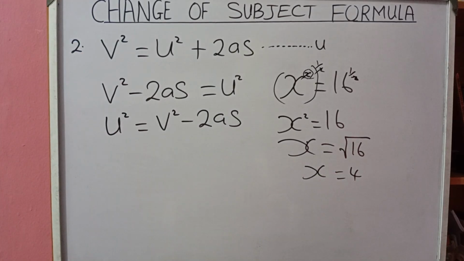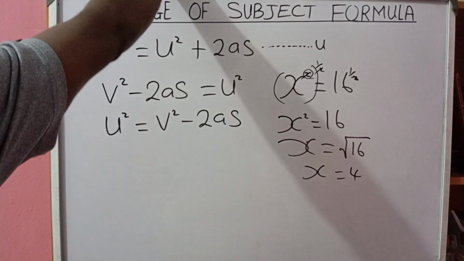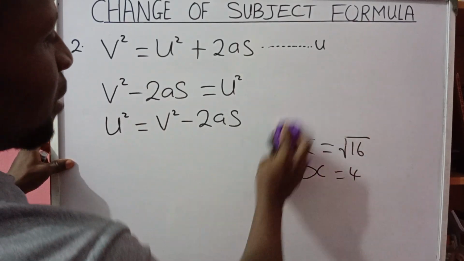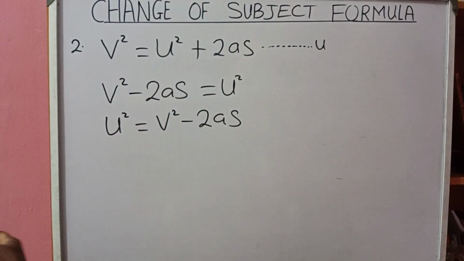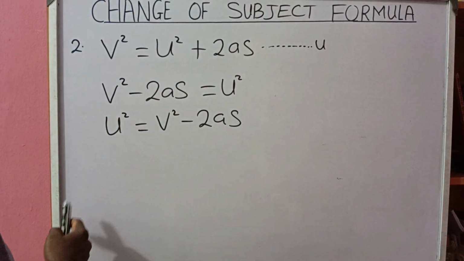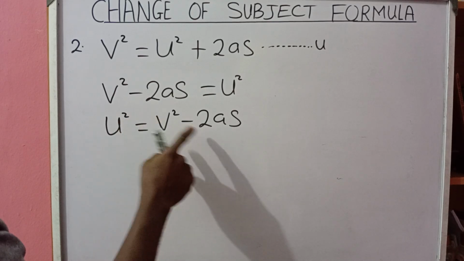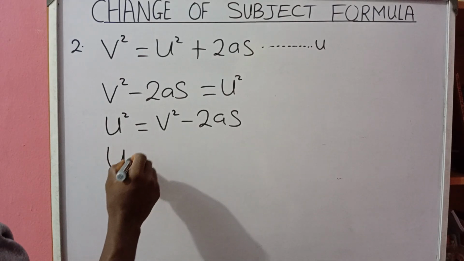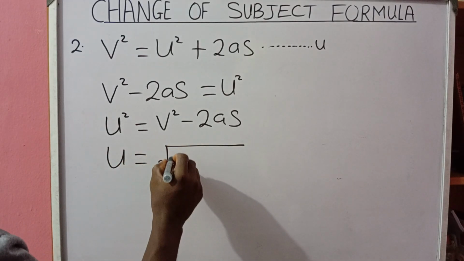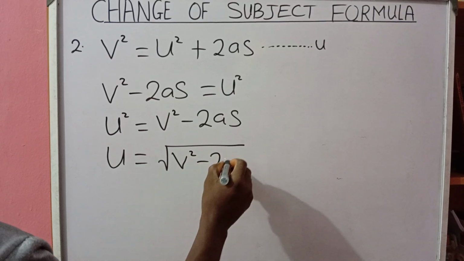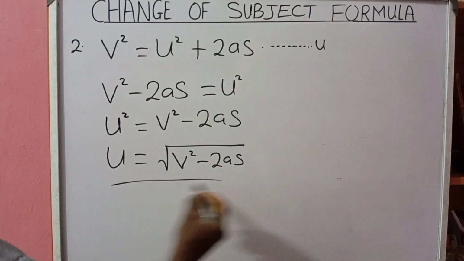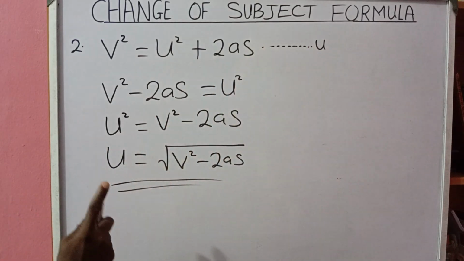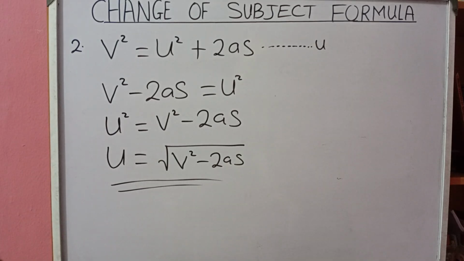All right, so the final answer becomes 4. Then in this particular instance, all we are required to do is to make sure that the square that is hanging on u leaves it alone so that it can stand on its own. So what do we do here? We have to apply square root on both sides so that this square will go. So by so doing, we now have u is equal to square root of v squared minus 2as. This becomes the solution to this particular one, because our question says that we should make u subject of the formula. That is to say, we have to make u stand on its own.